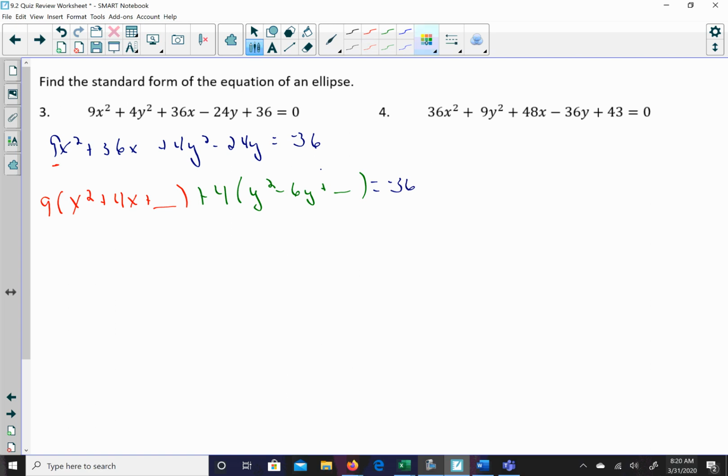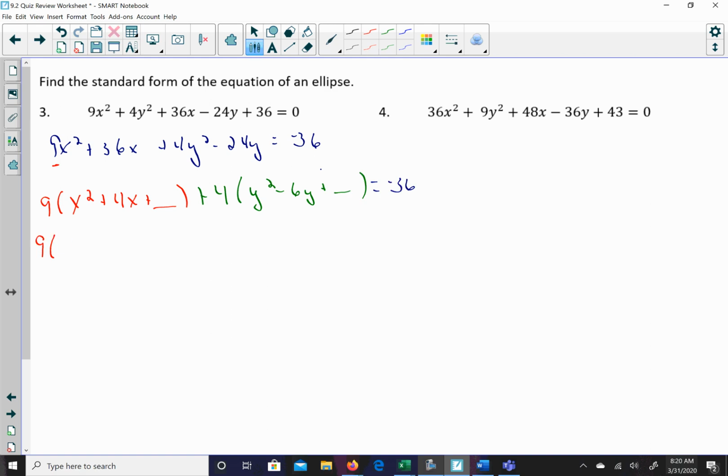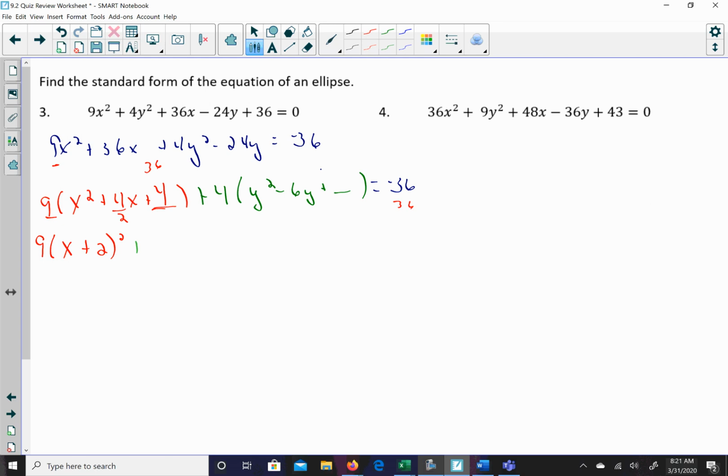So when I complete the square, I am going to have, there's the 9 that I factored out, x plus 4 divided by 2 is 2. 2 squared is 4. But I'm really adding 9 times 4, so I'm really adding 36 to this side, which means I'll add 36 to this side. Doing the y's, I'm going to have plus 4.